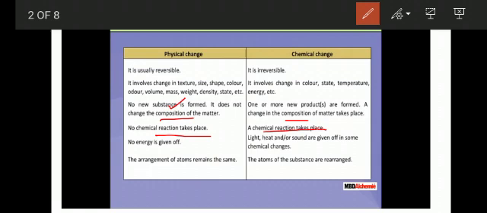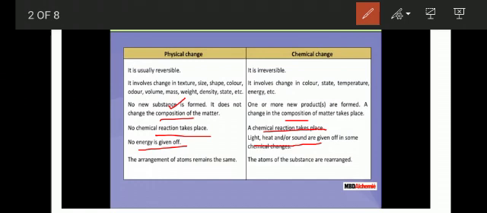Now, the next point is that no energy is given off. In a physical change, no energy is liberated or absorbed. But in the case of a chemical change, light is produced, heat is produced, or sound is produced, and it will result in the formation of a new material.